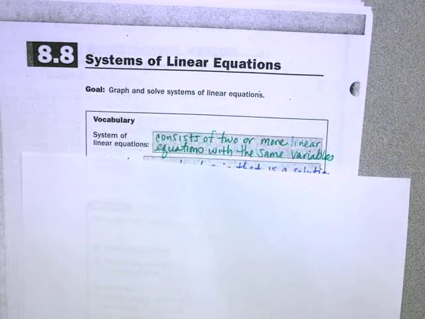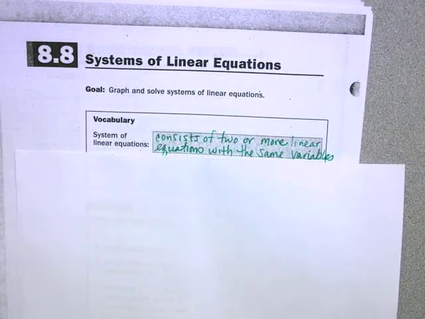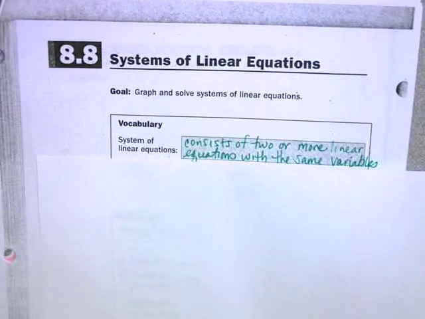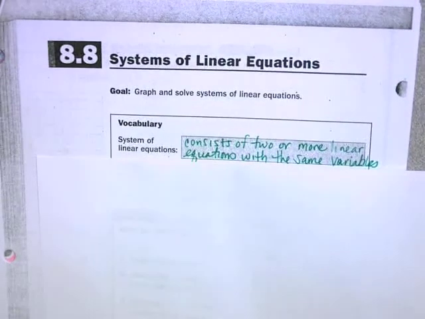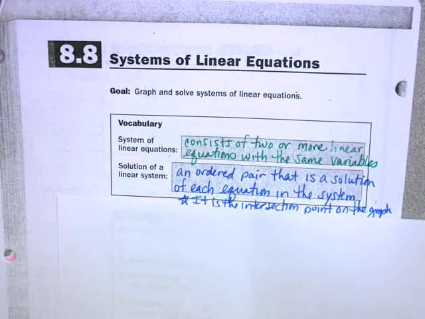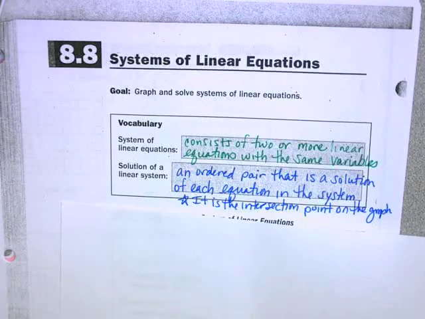So first of all, what is a system? A system of linear equations consists of two or more linear equations with the same variables. A solution to a linear system is an ordered pair that is the solution in each equation in the system. And on the graph, it's the intersection point.